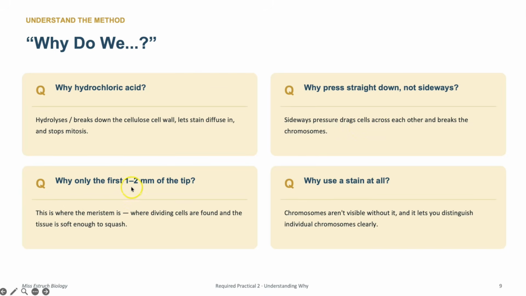Why do we only use the first 1 to 2 millimeters of the tip? That's where the meristem is. So you're going to have the dividing cells found there, and the tissue is soft enough to squash as well.